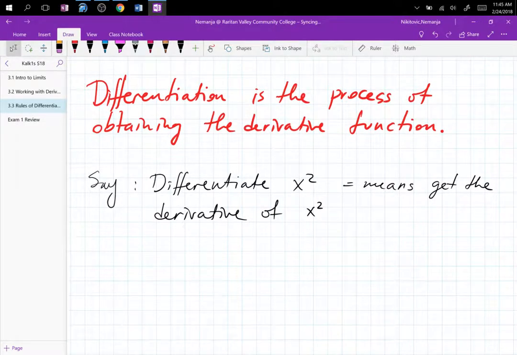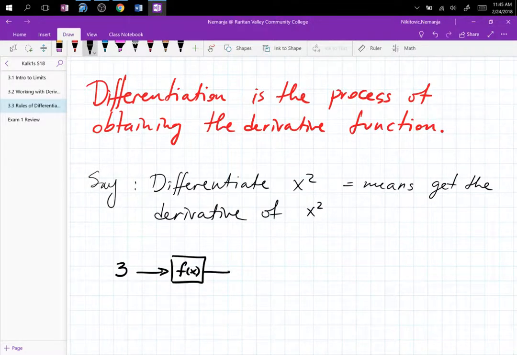Now, we know that the process of differentiation changes the original function into the derivative function. What is a function doing, right? A function is changing an input number into an output number. So you have, let's say, number 3 come in, the function works on it, and it spits out, let's say, number 8. So functions change numbers from one number to another number.